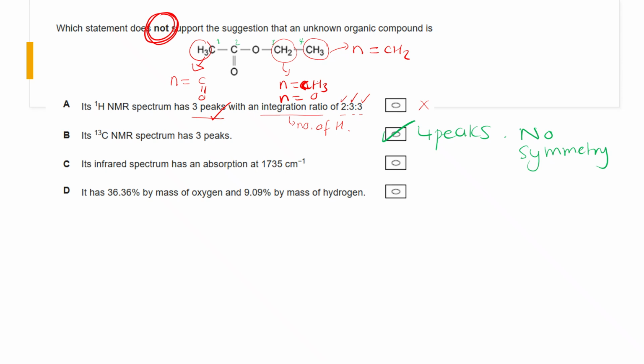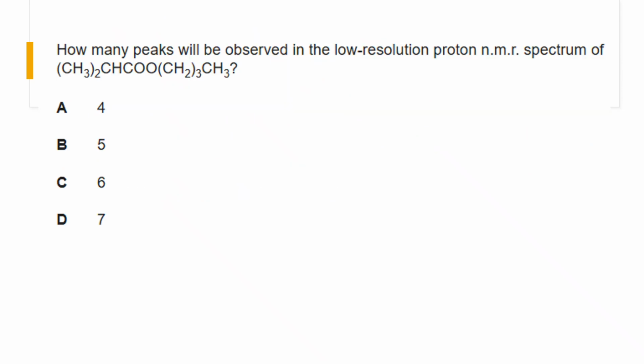So now we know that, and we don't even have to look at the other two, so we're not time wasting. Right, next one. Right, so this one says how many peaks will be observed in the low resolution proton NMR. Low resolution just means there's going to be no splitting patterns. Okay, so no singlets, no triplets, no doublets. Okay, that's all it means, so don't get thrown off by it.